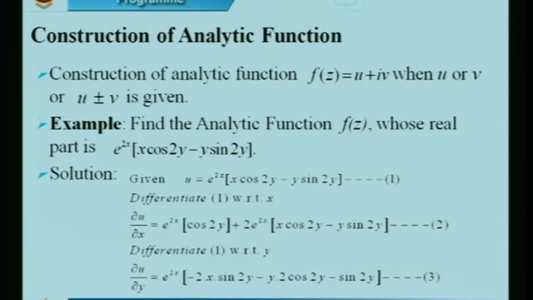Now, construction of analytic function. Construction of analytic function is another topic. Here, construction of an analytic function f of z is equal to u plus iv: when the real part u, or the imaginary part v, or the sum or difference of real and imaginary parts is given, then we can construct the other part of the analytic function in the given form. Example, I take: find the analytic function f of z whose real part is e power 2x into x cos 2y minus y sin 2y.